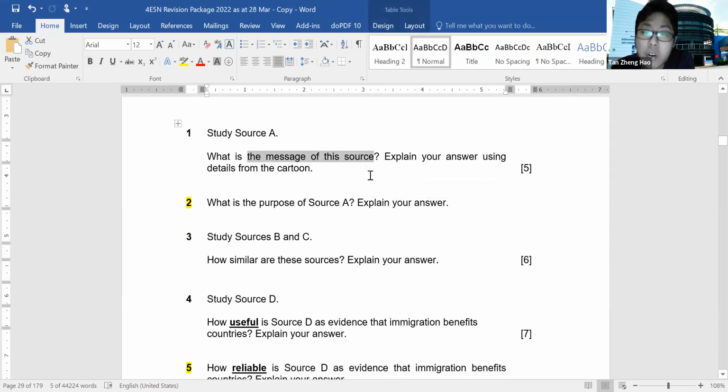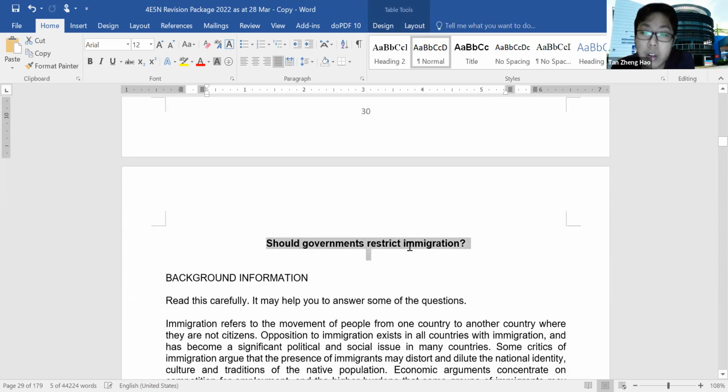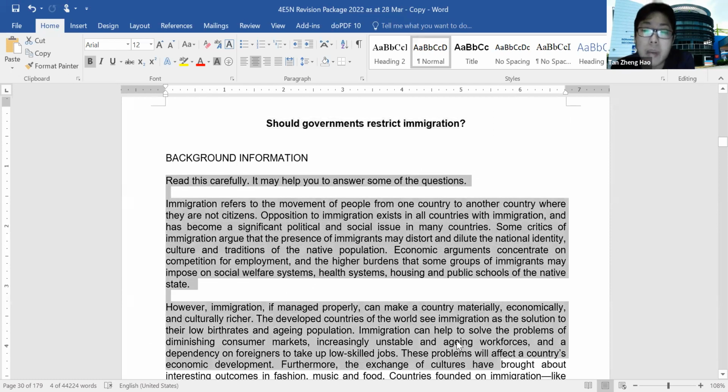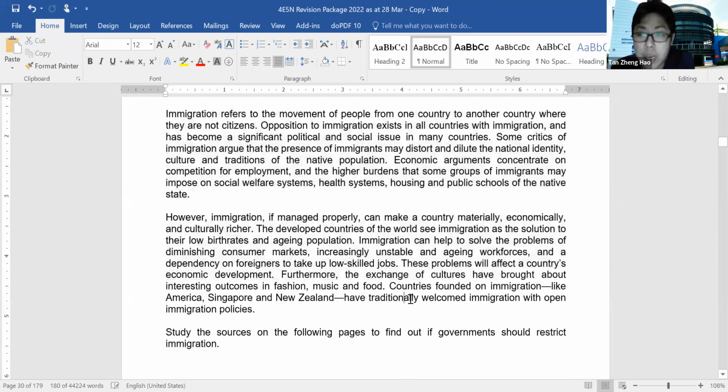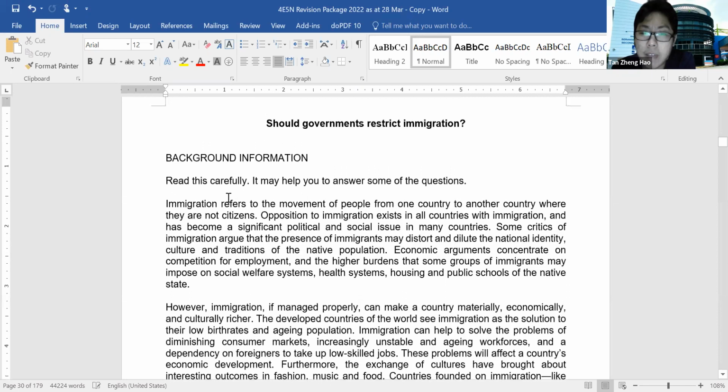Okay, so before you even read the source, I will strongly advise you, besides reading the topic, you should also do your background information. Why? Because the sources will be covering maybe new topics that you have never encountered before. Maybe you are not as well read, up to date with the news as some of your friends. So by reading the background information, it should help you to understand what the sources are trying to say.